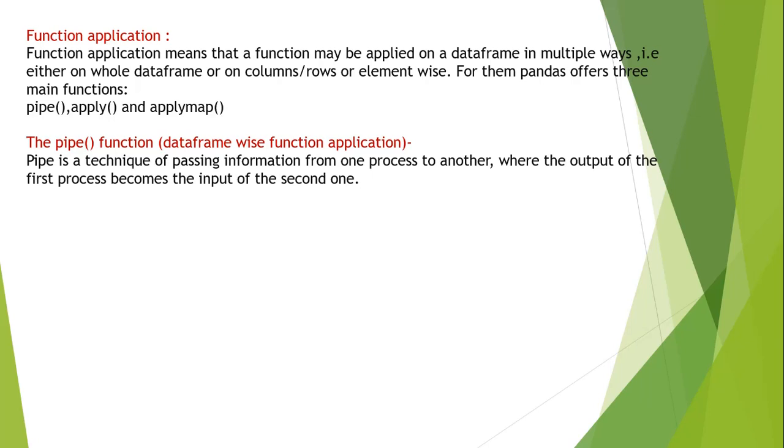First of all, we will begin with the pipe function. The pipe function is also known as the data frame wise function application. As I told earlier, function application can be performed on the whole data frame also. That means whatever operations you perform in this pipe function will be applied on the whole data frame. You can say pipe is a technique of passing information from one process to another, where the output of the first process becomes the input of the second one.